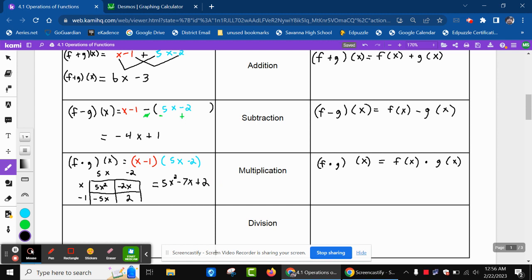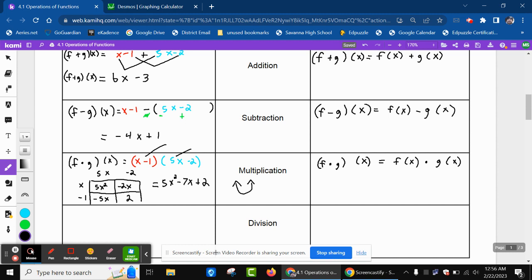Now, the funny thing is, both of these should have been lines because they're in 1 degree. They look like lines. But now that it's in the second degree, it's going to look like a quadratic. It's going to look like a parabola.